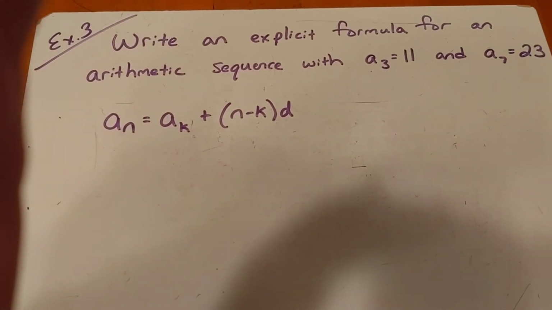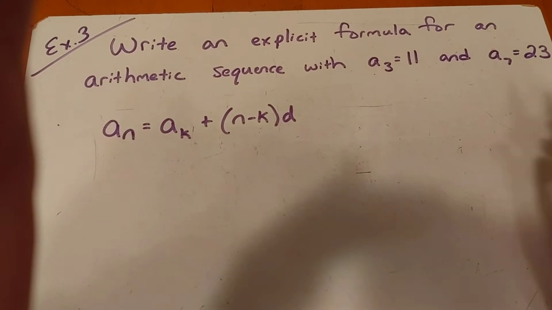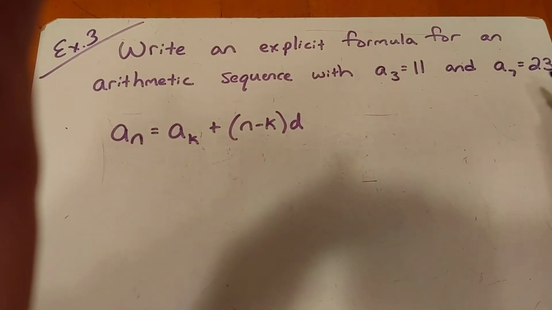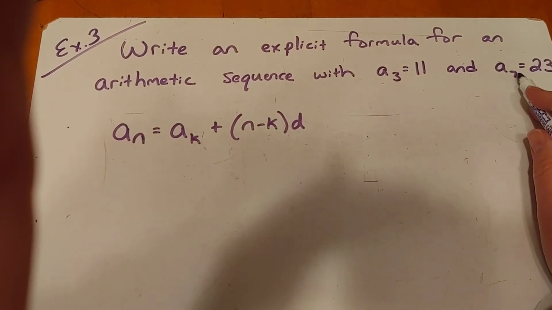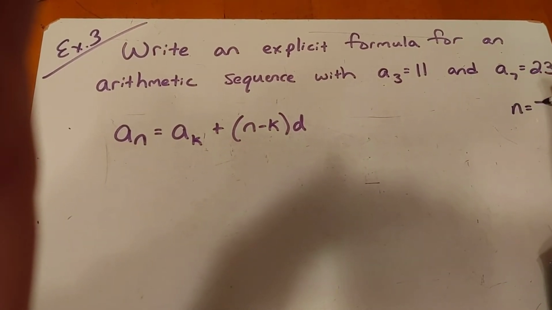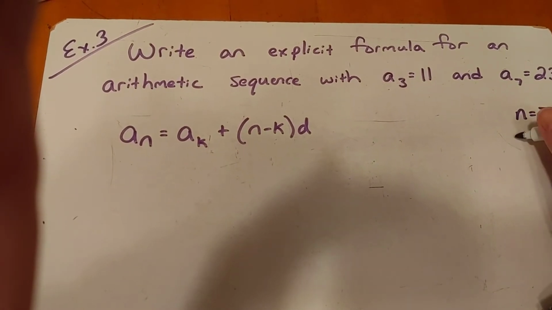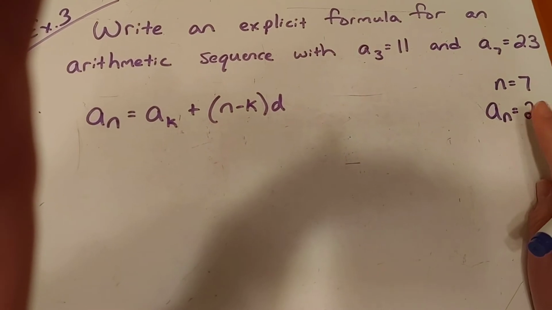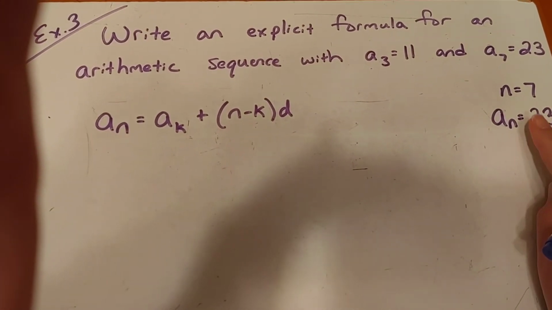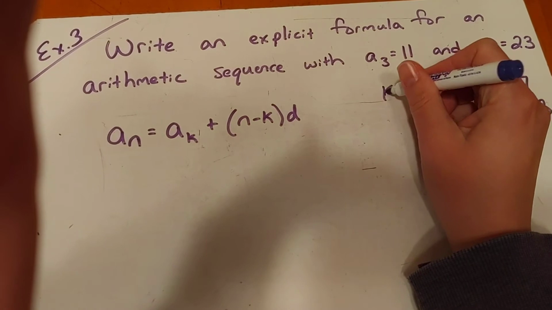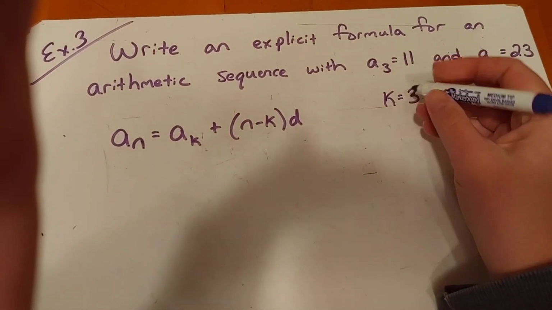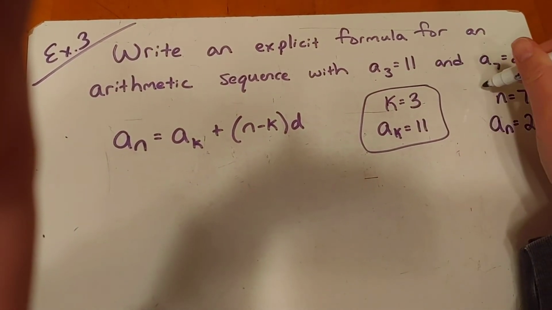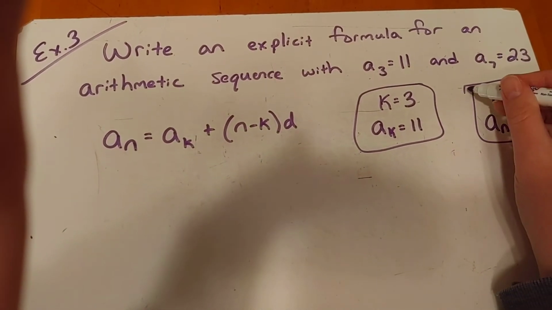All right, so I need to decide which number I want to be my n and which number I want to be my k between 3 and 7. I'm going to make 7 my n because I like to make n bigger. So if n equals 7, that means this is an n, so a sub n would equal 23. All right, it's important to kind of define that in the beginning of my problem. So n is 7, and I'm going to make my k 3. So plug in a k here, which means a sub k equals 11. Okay, so this is our important info that we will use for our formula.